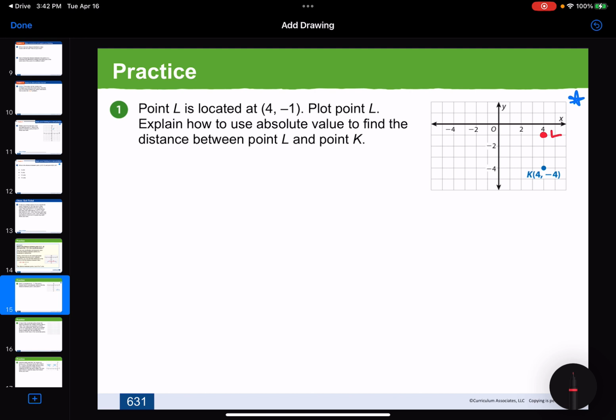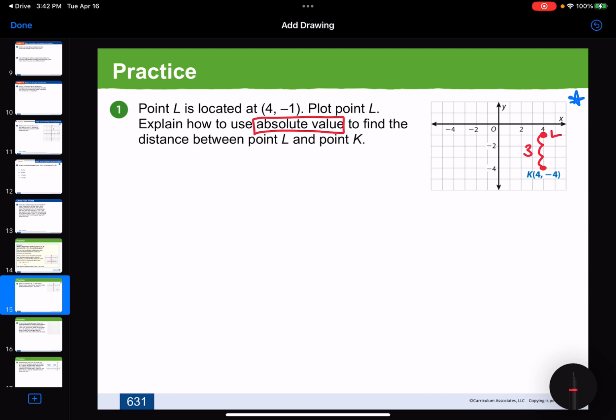Well, L and K are in the same quadrant. So we're going to be finding the distance. Again, it's not too bad to do, well, the distance is 1, 2, 3, right? So the distance is 3. But how do we use absolute value to find it?